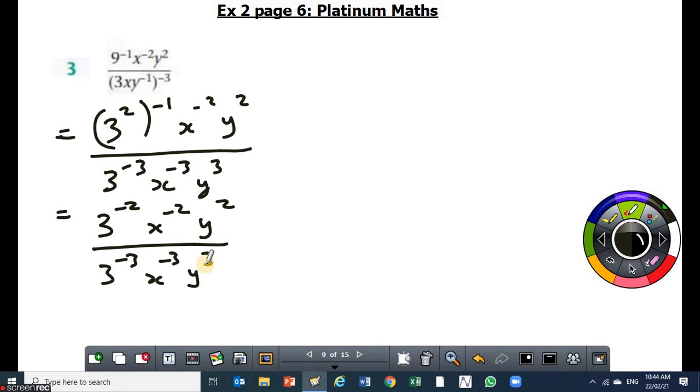Three to the power of minus 2, not minus 27. It's 1 over 27. Admit if you made a mistake, admit and correct yourself. That's how you learn.